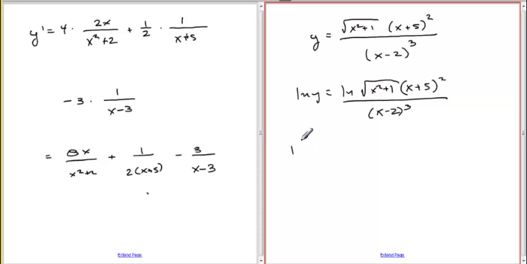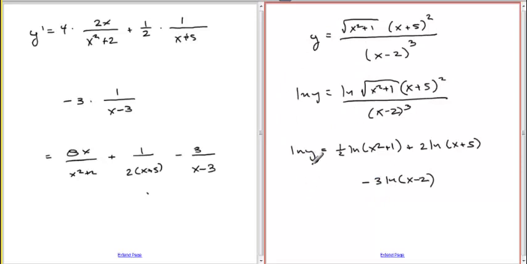Well, we haven't taken the derivative yet. We've got to break this up. So you're going to end up at 1/2 natural log of x squared plus 1, plus 2 from this exponent, the natural log of x plus 5, minus 3 from the exponent, the natural log of x minus 2. Okay, so this is all just modifying the original equation. We haven't taken the derivative yet.